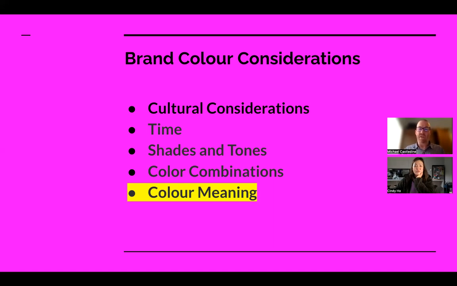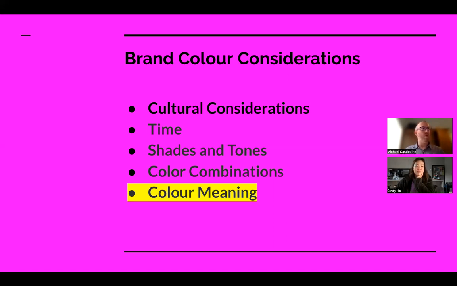Color combinations are really important, because we can talk about contrast, right? So we can think about some of the complementary orange and blues, the yellows and the purples that come really well together. And color meaning.